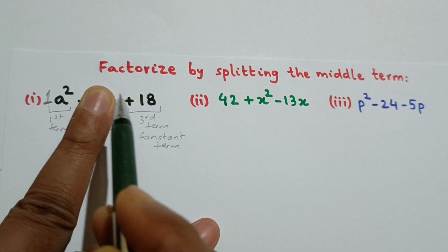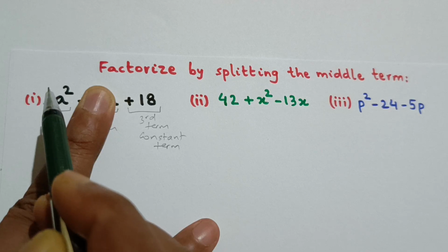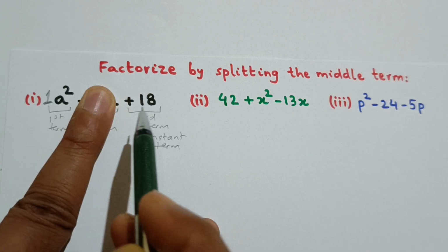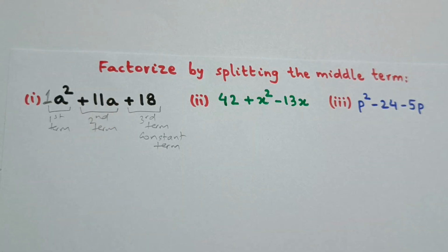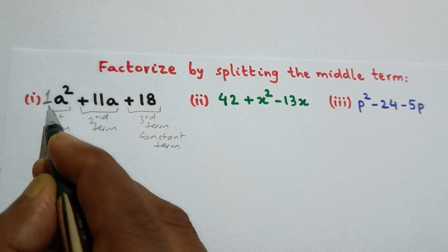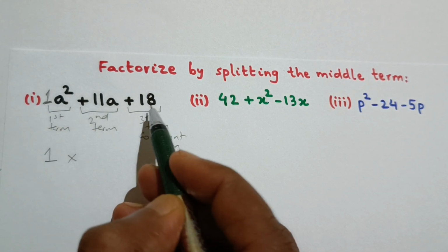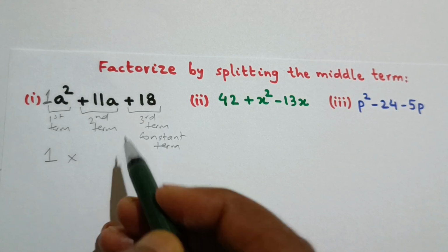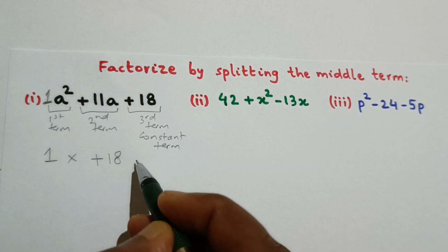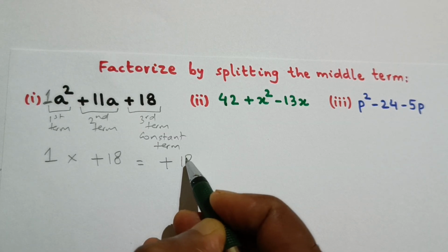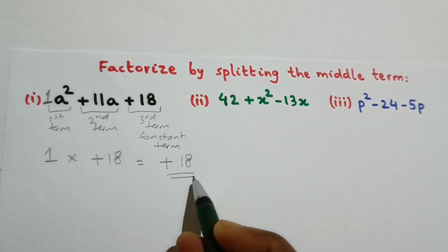What you do is you multiply them. The coefficient of a square is 1, and this 1 you multiply with plus 18, which is the third term, the constant term. So what do you get? 1 multiplied to plus 18 is what? It is plus 18.